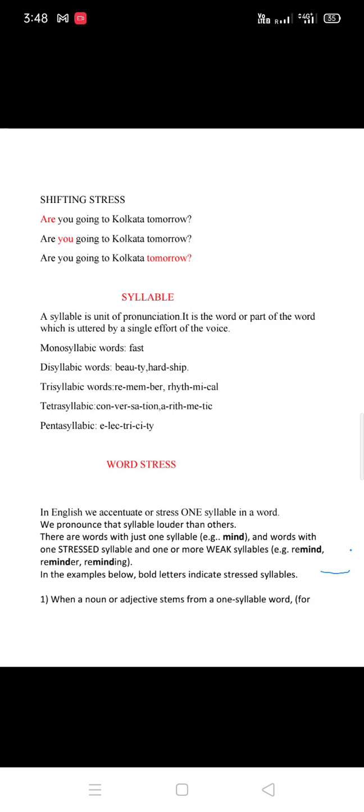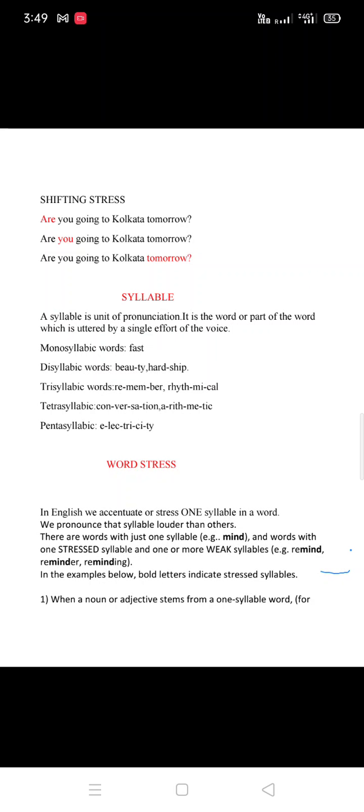And there are different categories like monosyllabic words. Monosyllabic words are those having one syllable. Like first, you can't divide these words into syllables because there is only one unit of pronunciation, first. So this is monosyllabic word. And disyllabic words are those having two syllables, like beauty, hardship. Okay, and trisyllabic words are those having three syllables, like remember, rhythmical.